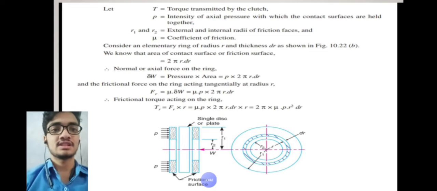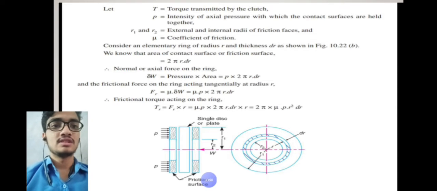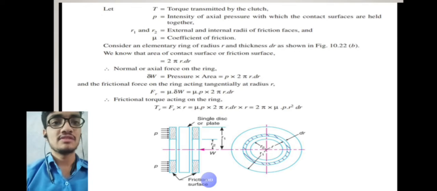This is the single plate clutch. This is the single plate disc, and these two are the frictional surfaces.